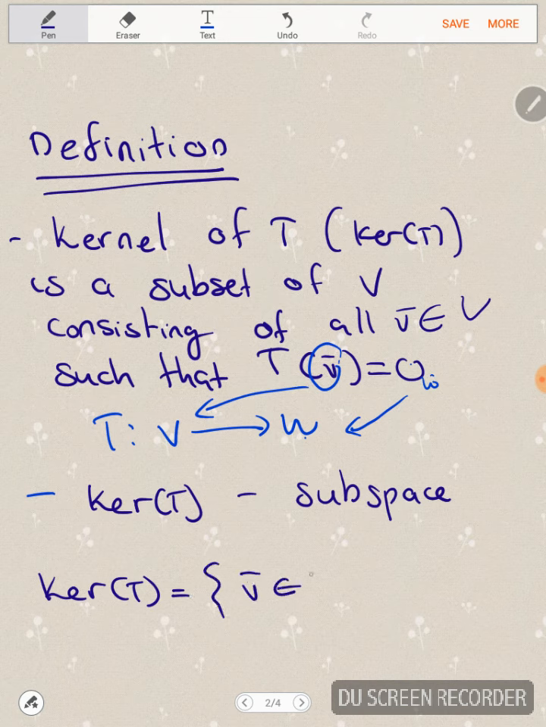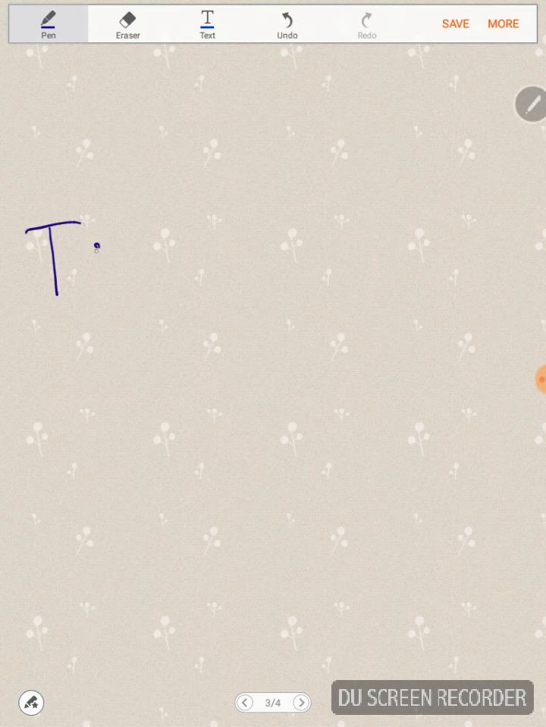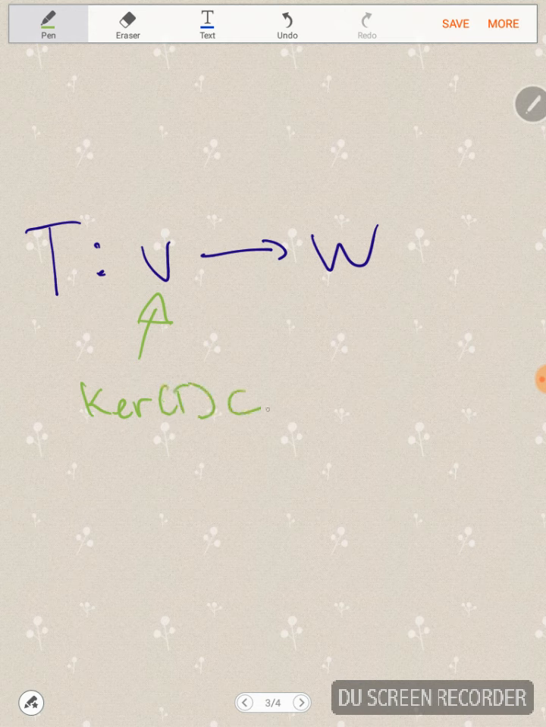Some vector V in V such that this happens. And remember, this 0 lives in W, and this V lives in V. It's really important to know where things are coming from in this case. So let me just write this out. When we're talking about the kernel of T, the kernel always lives in this space V. So you can find the kernel of T. It's a space, a subspace of V.